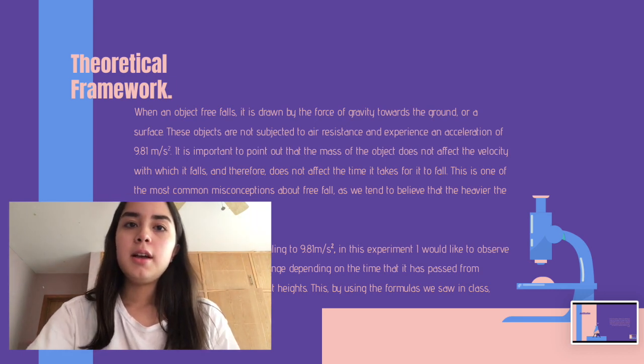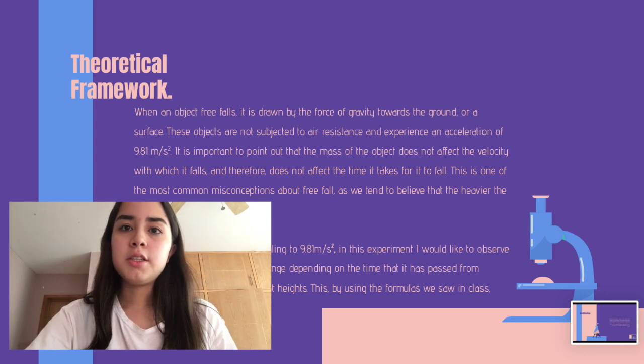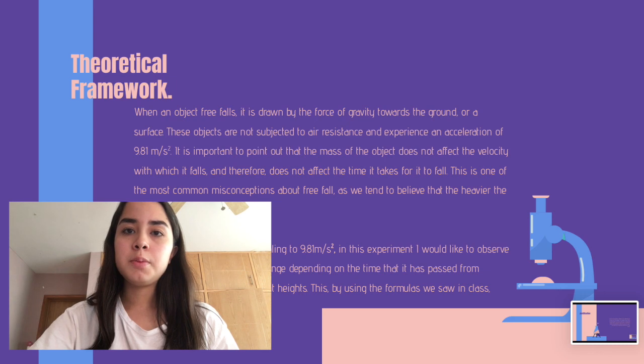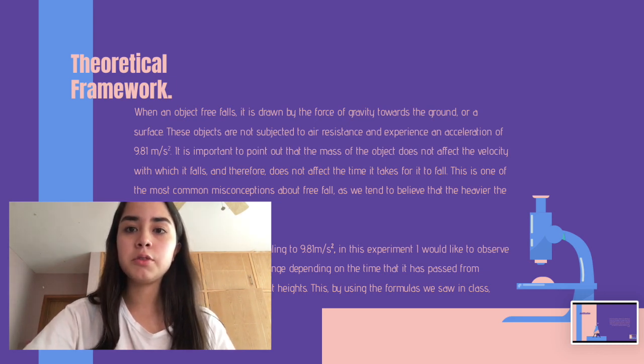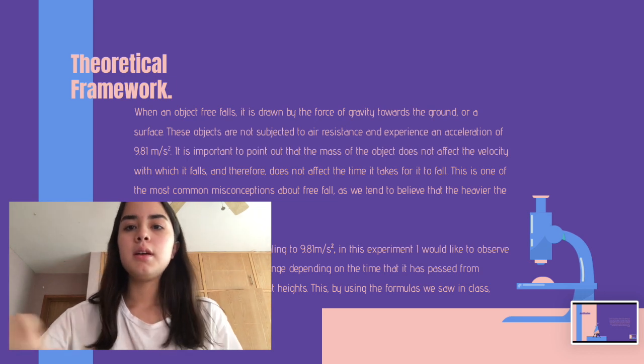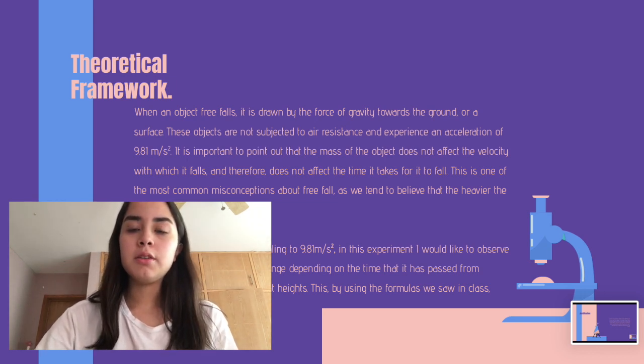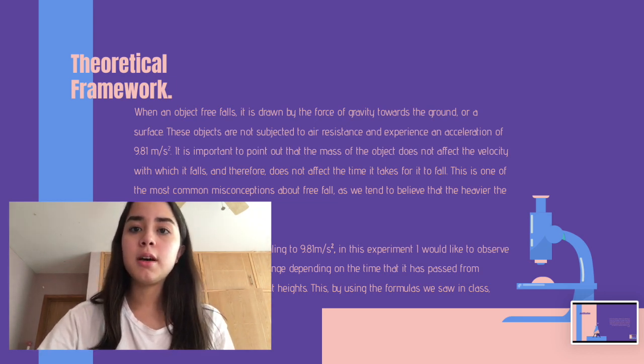So now, one important thing to mention is that our acceleration will always be 9.81 meters over second squared, which is the value of gravity on Earth. And I also explain that I will focus on how changing height will affect the time it takes for the object to fall.